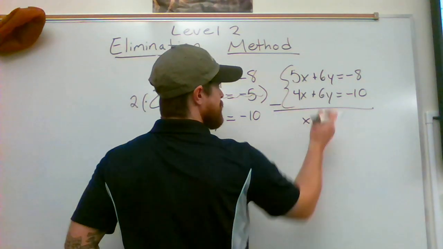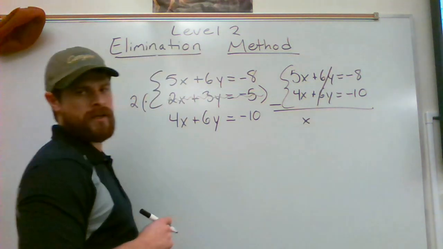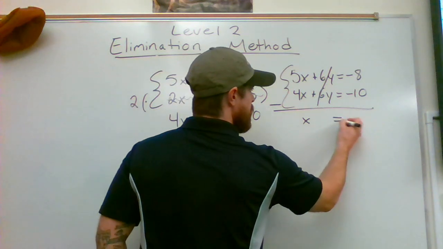Okay, 6y minus 6y, that's going to give you a 0. Do I need to show it? Absolutely not. Put a line through it. Okay, equal sign comes straight down.